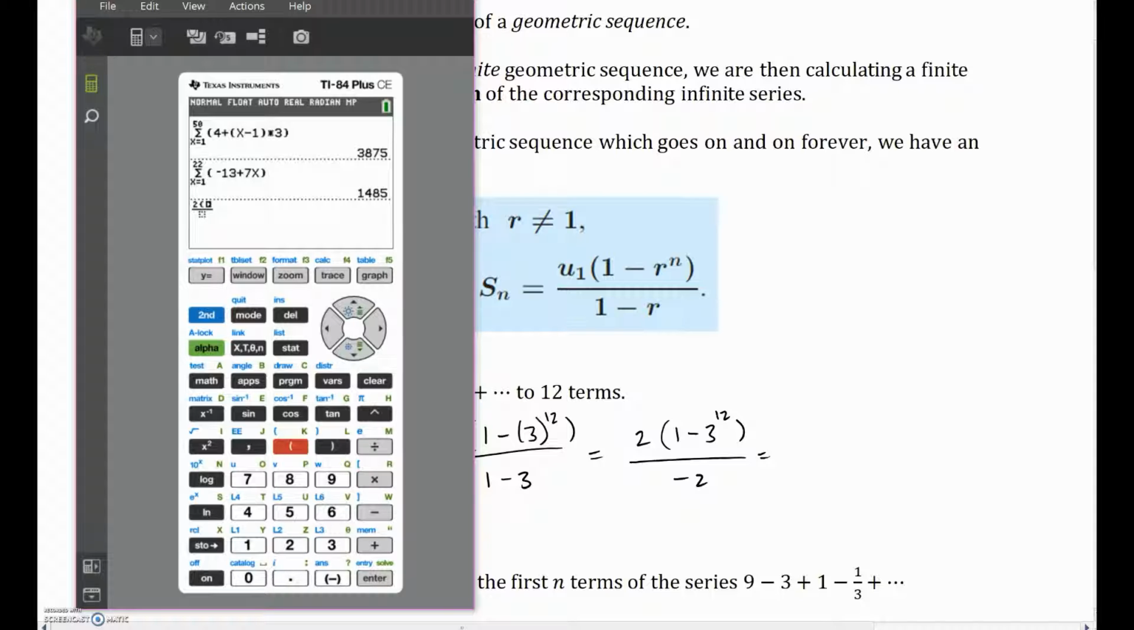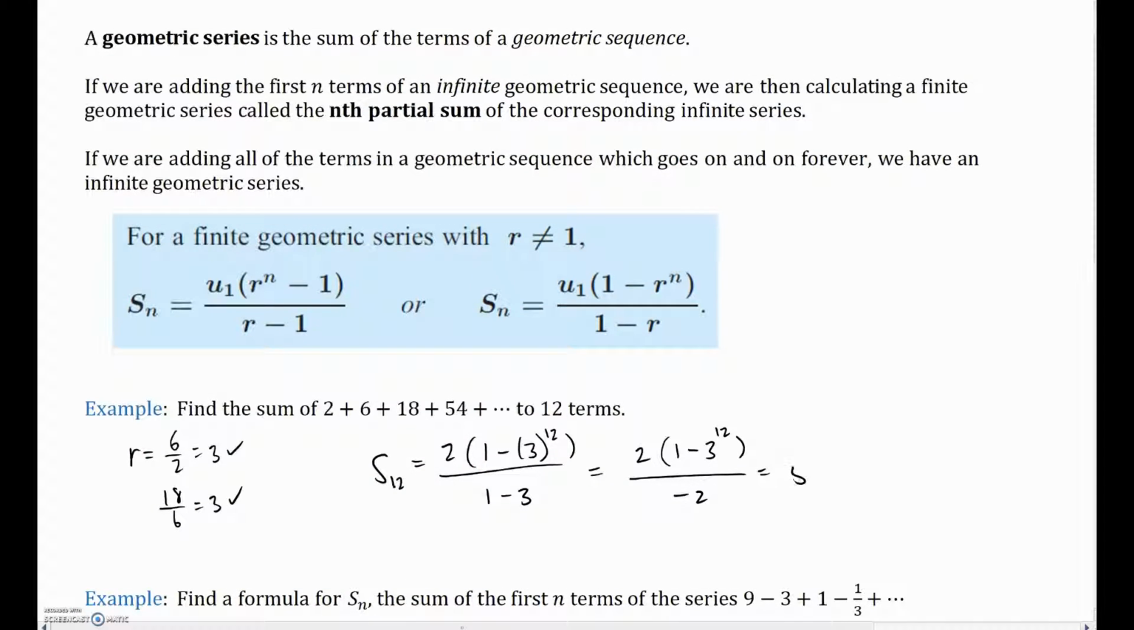Just make sure you put parentheses around everything. 1 minus 3 to the 12th. Oops, make sure you use the to-the-power button. To the 12th, close that parenthesis and put it over negative 2. Make sure you use the negative, not the minus. And it says the answer is 53, what did I say? 1440, I believe, and that looks to check out.